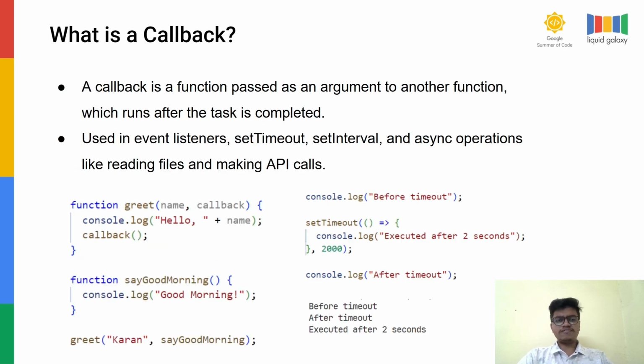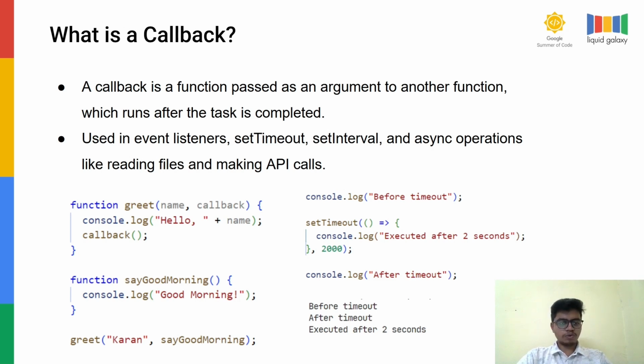Now we will study the basic fundamental of asynchronous programming, which is the callback. A callback is basically a function which is passed as an argument to another function, and is used after the task is completed. Callbacks are used in event listeners, setTimeout that we have already seen, and also setInterval and async operations.